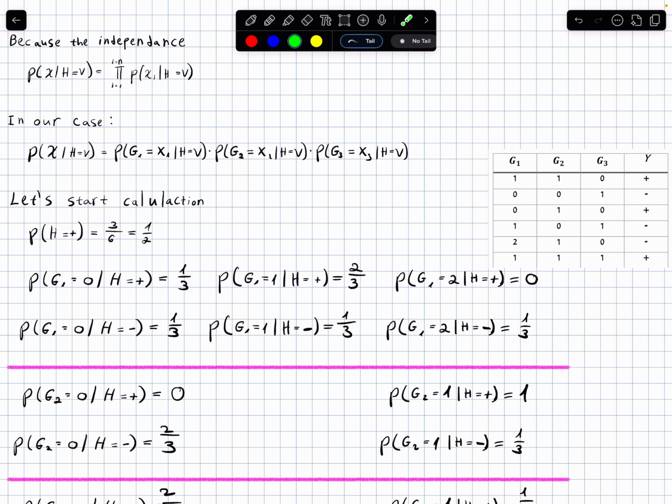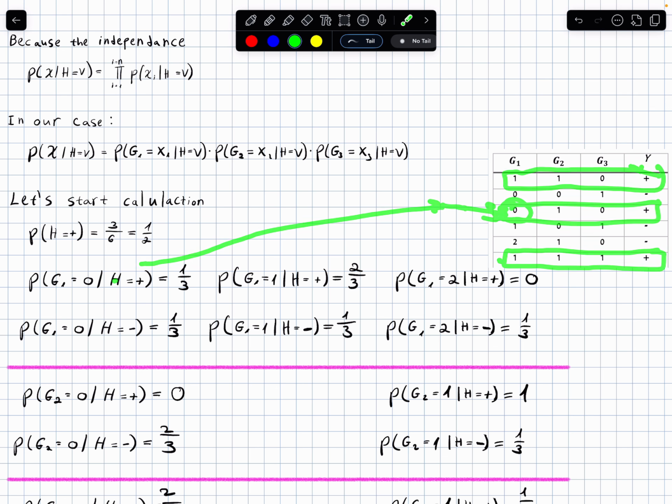Now we want to calculate, given h is plus, what is the probability that g1 equal to 0? How are we going to do it? We first look only at the rows where h is plus, and then at all the rows where g1 is 0, of which we have only 1. So this row, meaning it's 1 divided by 3.